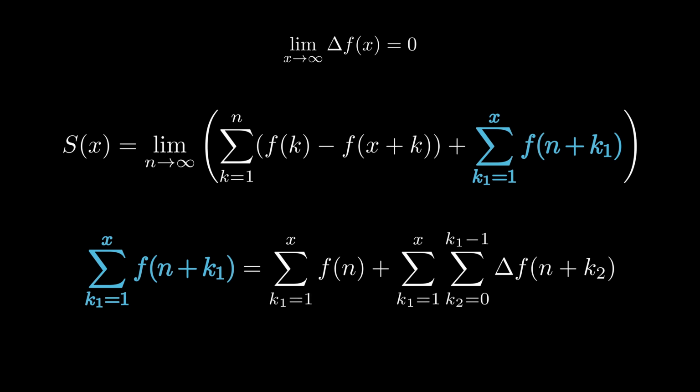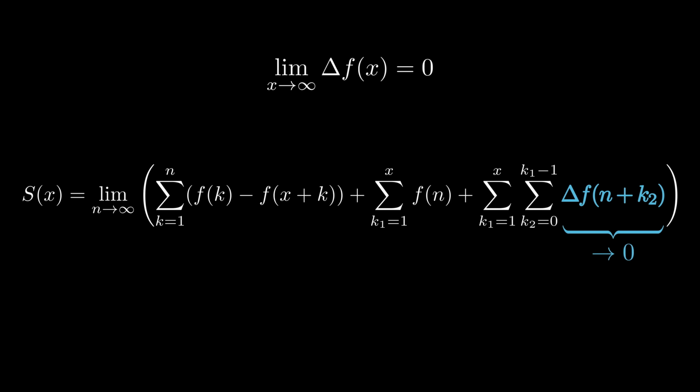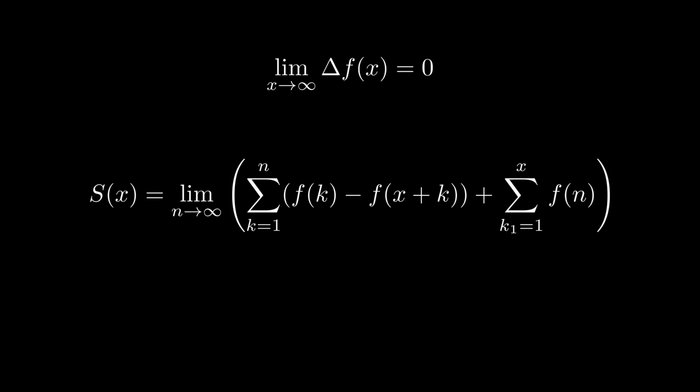Now we can substitute this whole thing back in. Here's what we've accomplished. We've turned the problematic sum into a double sum of delta f. And since delta f approaches 0 as its argument increases, this delta f of n plus k2 will approach 0 when n goes to infinity. The double sum may look scary, but regardless of what x is, it will only be summing finitely many terms. And if finitely many terms all approach 0, then so does their sum. So just like last time, we can drop this whole thing.